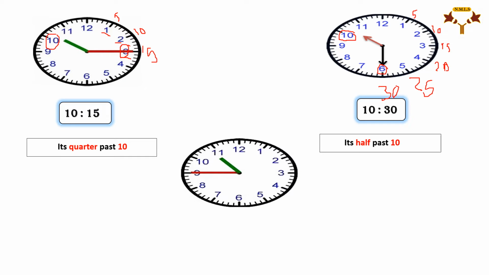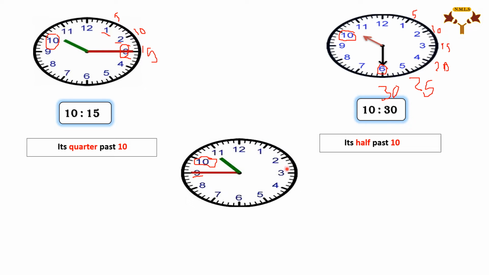Another example. If I want to know what is the time, okay, here we have the short hand between 10 and 11. I will take the smallest number, okay, and the long hand for minutes is at 9, okay, at 9. Let's count.